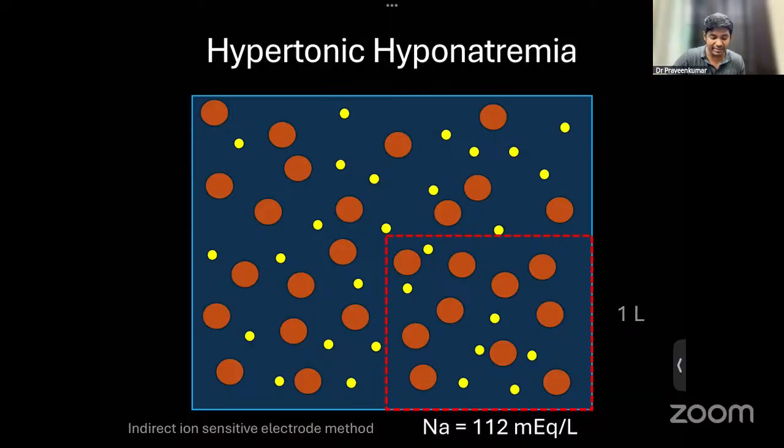But the newer methods like direct ion sensitive electrodes identify that within this box, there are a lot of proteins. Because of the increase in proteins, the amount of water is relatively less in this box. So they'll understand that it is only 0.8 liter of water, and in that 0.8 liter of water, we have 112 milliequivalents of sodium.